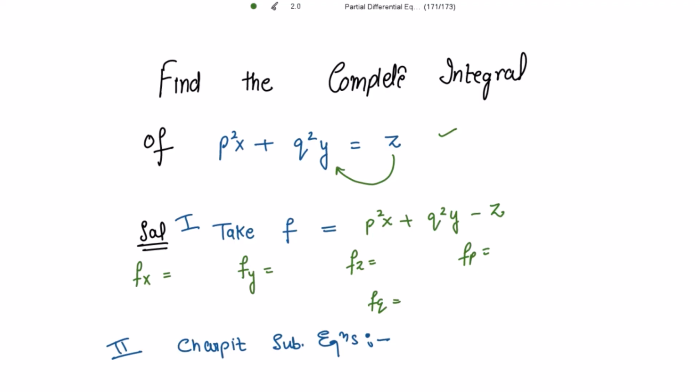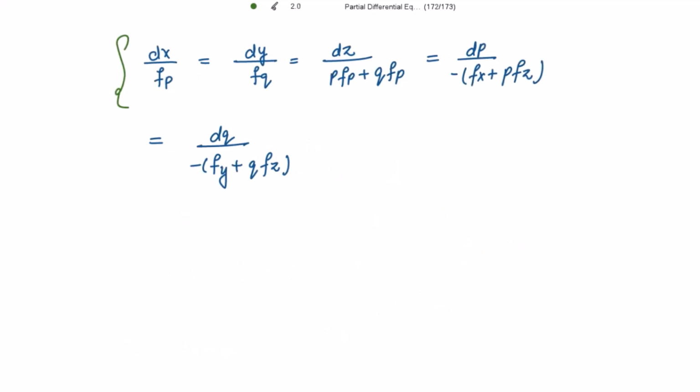Let's find these. Taking the derivative of f with respect to x, that is p square. With respect to y it is q square. With respect to z it is minus 1. With respect to p it is 2px, and with respect to q it is 2qy. Easy. Now using the Charpit subsidiary equations, we need to put all these values over here.